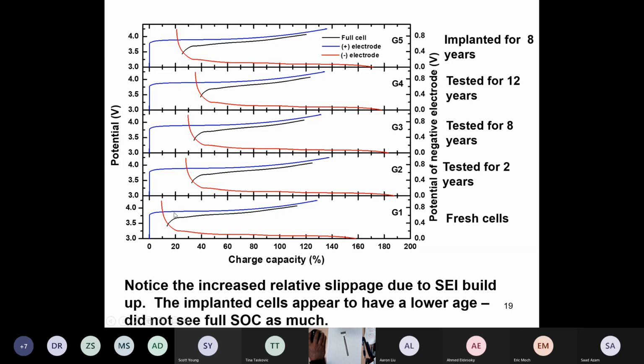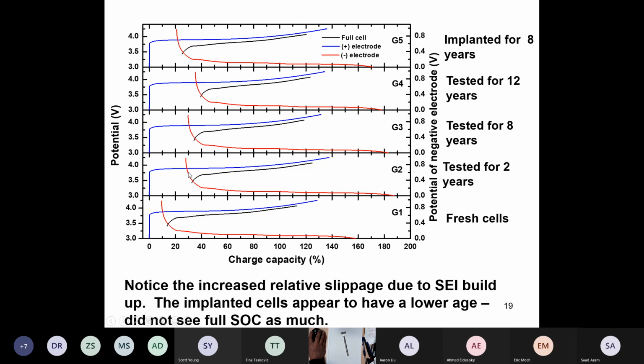So here we are. At the bottom are the fresh cells. You see the positive electrode voltage versus lithium, voltage versus capacity. The black is the full cell and the red is the negative. There's a little bit of slippage between the two at the beginning.